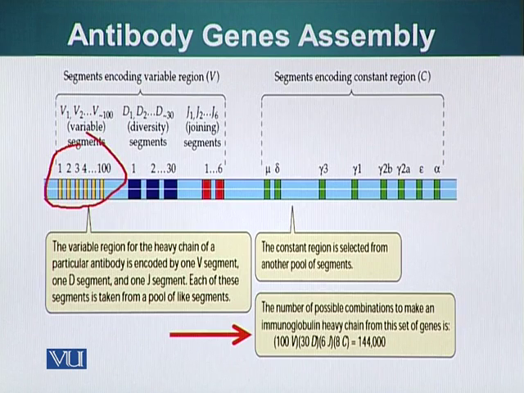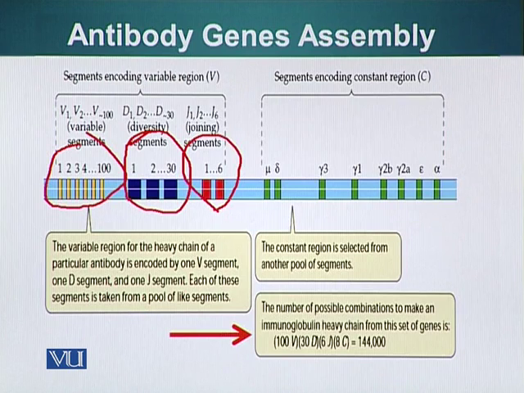It will be joined by one of the D segments. We have 30 D segments all the way from 1 to 30. One of these D segments will be picked. One of the J segments will be picked out of the 6 we have in this J pool.